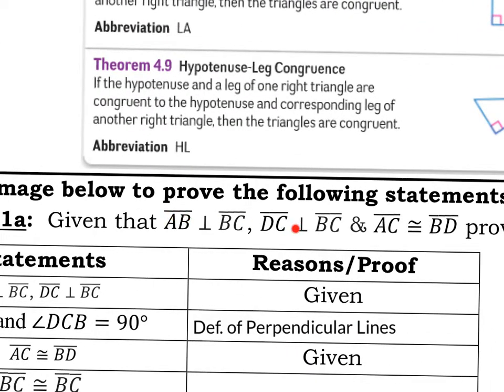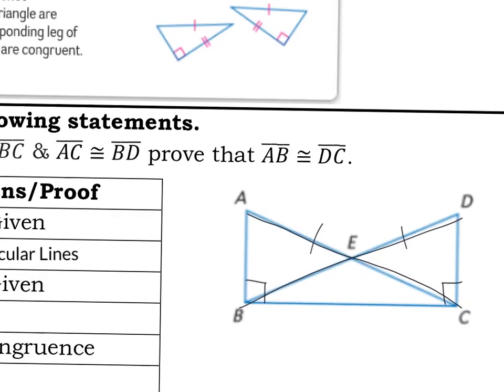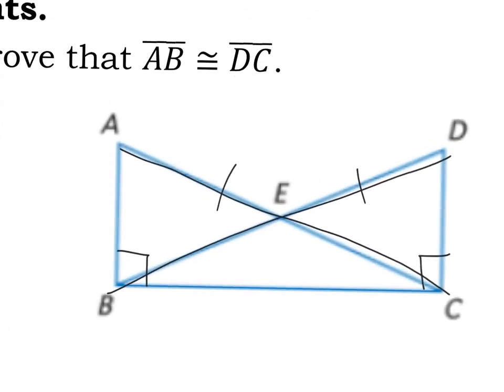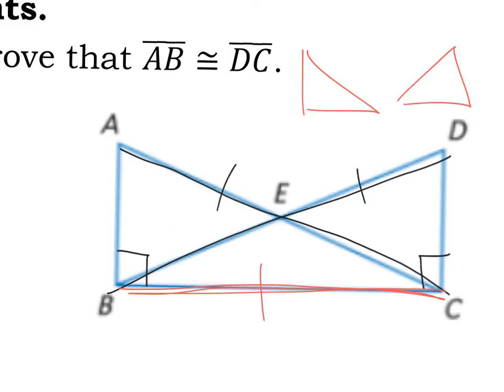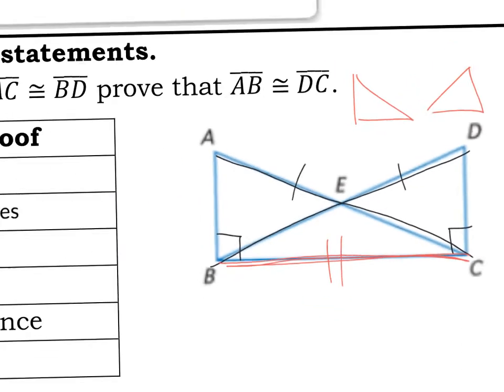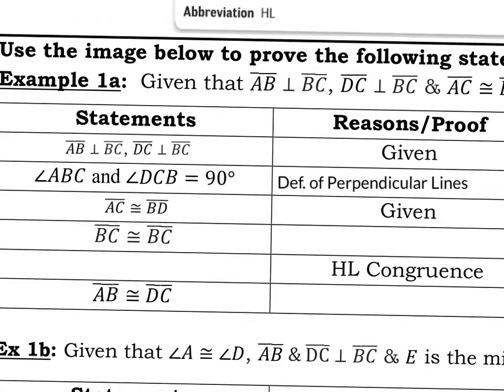We were given the stuff about perpendicular lines, and then we were given that these two were congruent to each other. So nothing else is given. The easiest thing to prove next is that the line where they overlap is congruent to itself. BC is shared by both triangles, right? You have a triangle going here and another triangle going there, and they're both the same line on the bottom. So I can say that BC is congruent to BC.